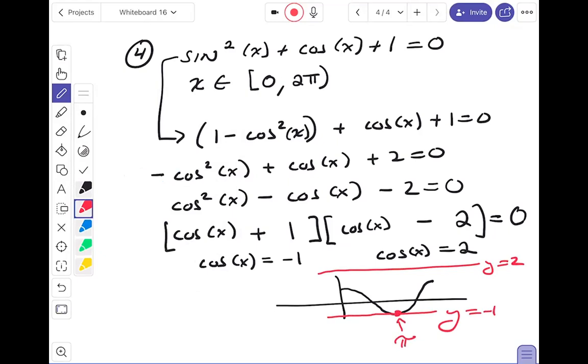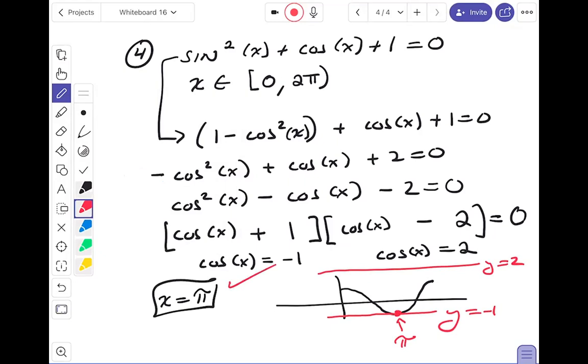So I think I put my answers down. There's only one answer. And what's the answer? That answer is pi. All right, let me look at the key. And this is number 4. And I clearly see that in the key. It says x equals pi. All right, so I'm going to do number 5 now.